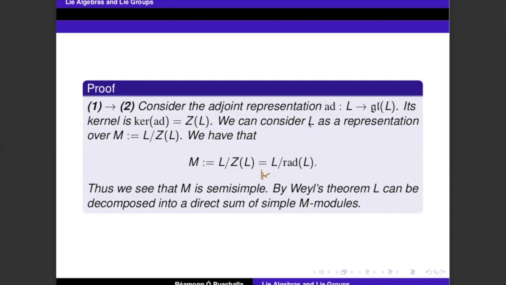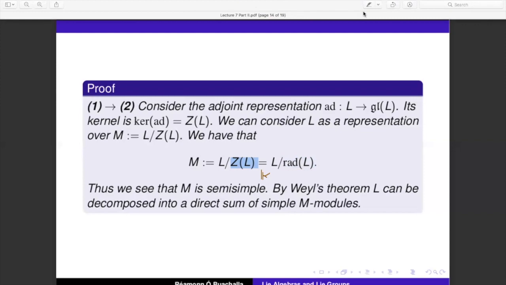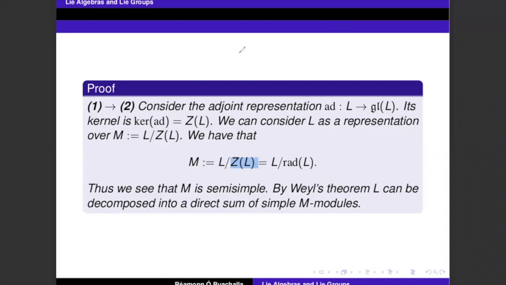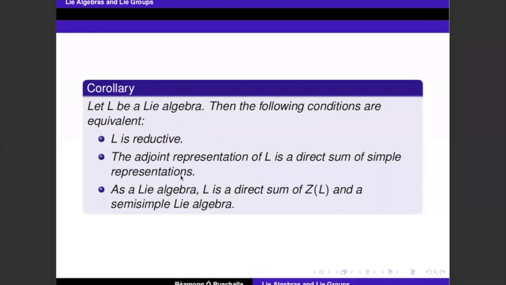If you're a little confused by this about the radical and Z, it's maybe good revision to go back and remember your definitions. Go back to the definition of what a simple Lie algebra is, a semi-simple Lie algebra, and a reductive Lie algebra. You'll see that this is where this is coming from. Sorry, the K here should be removed. Okay, so that's the first part. Reductive implies that the adjoint representation of L is a direct sum of simple representations, just a simple trick and applying Weyl's theorem.